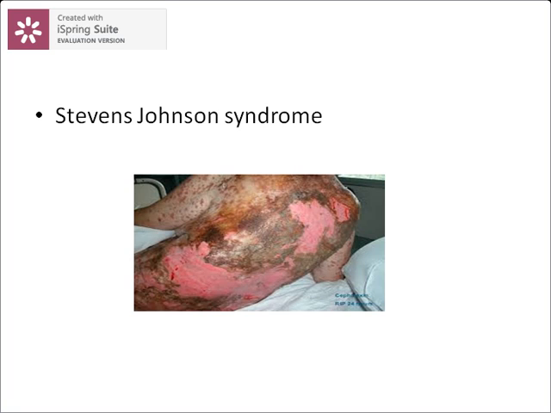Another example is Stevens-Johnson syndrome. It is a type 3 hypersensitivity reaction, usually affects the skin and mucous membranes, in which cell death causes the epidermis to separate from the dermis and widespread blisters happen. It usually occurs after 1 to 3 weeks of starting the offending drug.